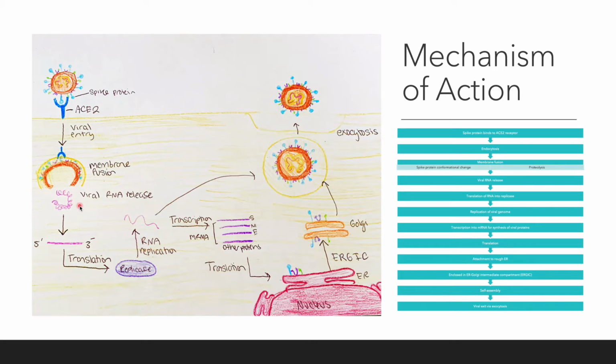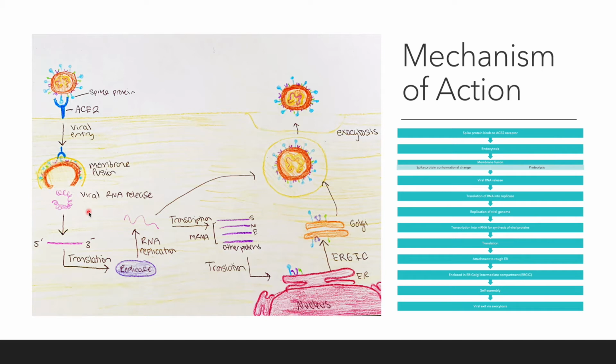Various mechanisms behind the virus's membrane fusion are being studied. It is believed that the shape of the spike protein changes after binding to the ACE receptor, and then is broken down enzymatically by host cell proteases in a process called proteolysis.